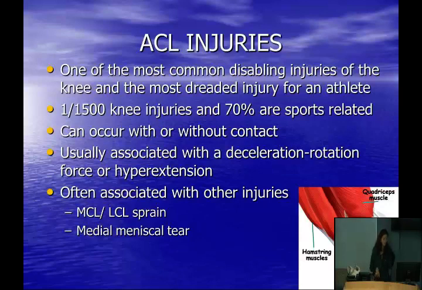It's usually associated with a deceleration, rotational force, or a hyperextension. Sometimes I'll have somebody running really fast on the field and they'll stop short and they'll hyperextend that knee and pop it that way. It's often associated with other injuries, so don't forget that it's very common to injure your MCL and the menisci. And a lot of times, especially for women, it's due to an inequality in how they contract their quadriceps and their hamstrings. So they often pop it that way.